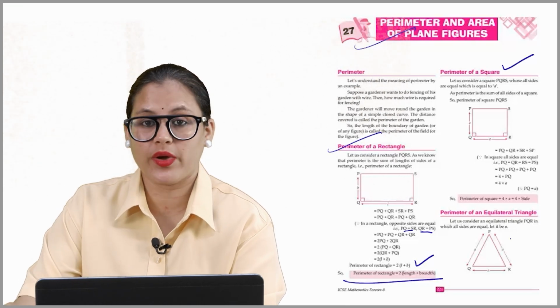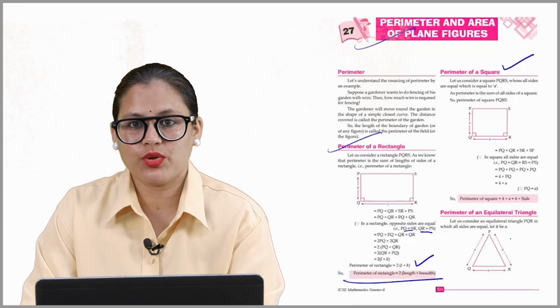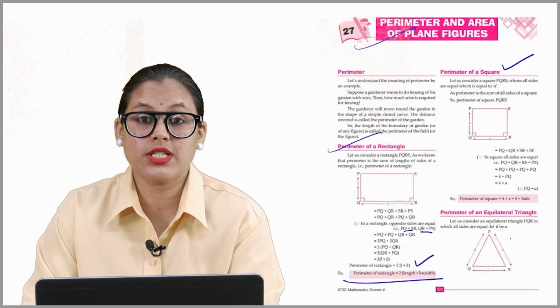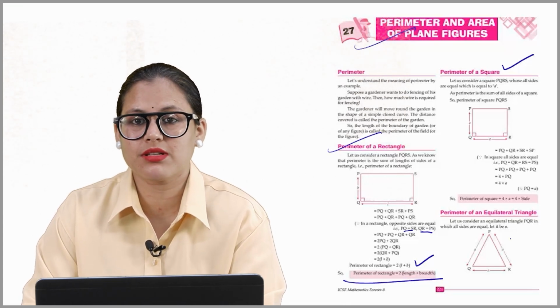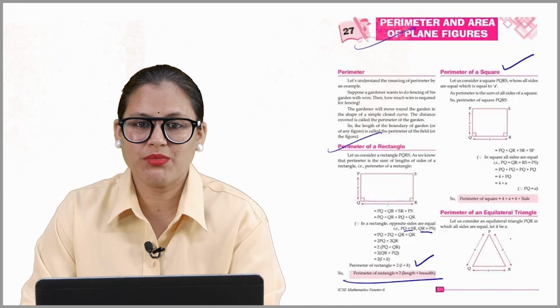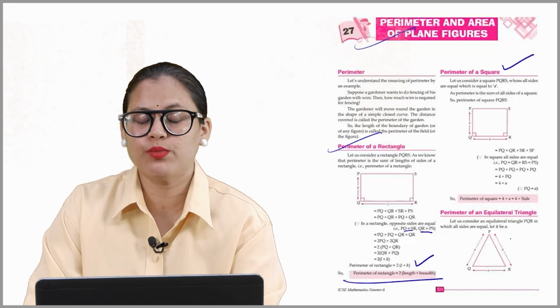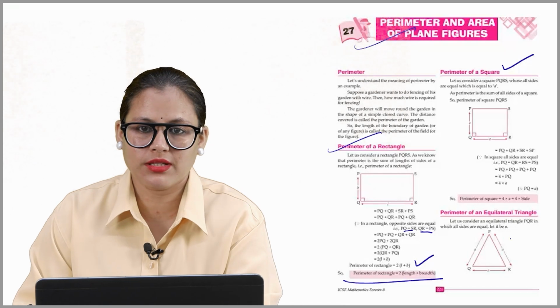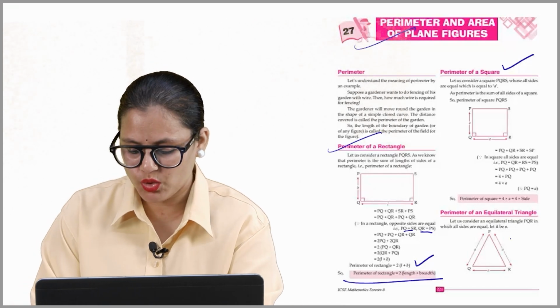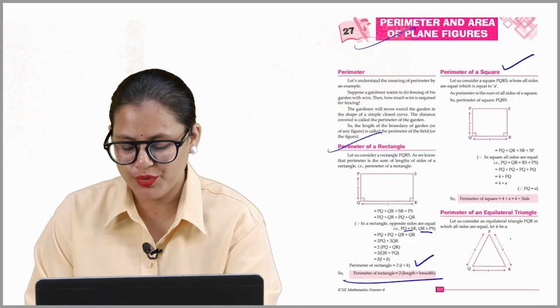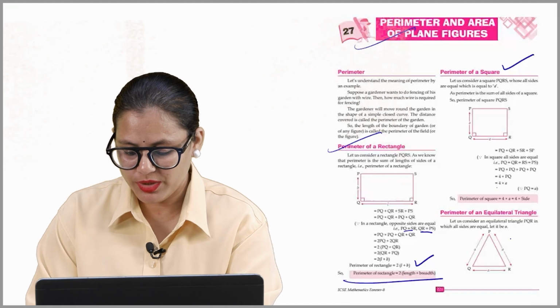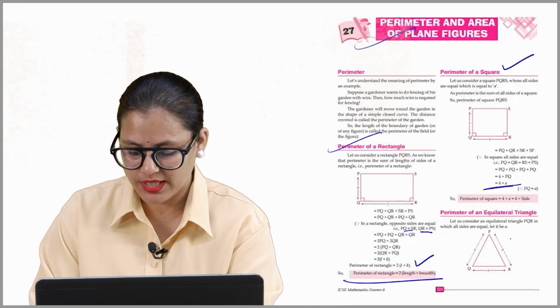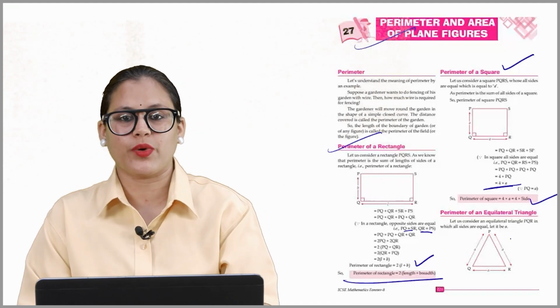Now perimeter of a square. Let us consider a square PQRS whose all sides are equal, which is equal to A. As perimeter is the sum of all sides of a square, so perimeter of square PQRS is PQ plus QR plus SR plus SP. In a square, you know, all sides are equal. So here we can write PQ plus PQ plus PQ plus PQ, or 4 into PQ. PQ is A, so 4 into side. So this is the formula of perimeter of a square.